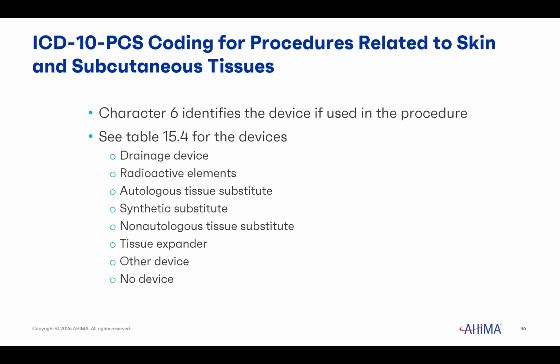Our sixth character identifies a device if one's used and left behind. And you can see these on this slide and also in table 15.4 in your text. This could be tissue expanders, autologous tissue substitutes, synthetic substitutes, radioactive elements, and so on. Any temporary instrument that's used during surgery is not coded as a device. Remember, it's the device that remains behind after the procedure is finished.